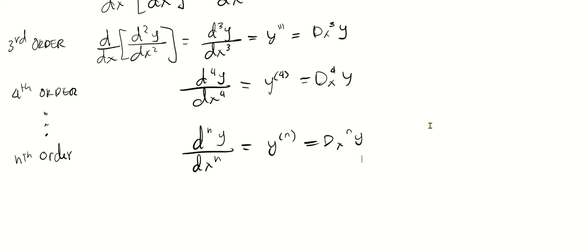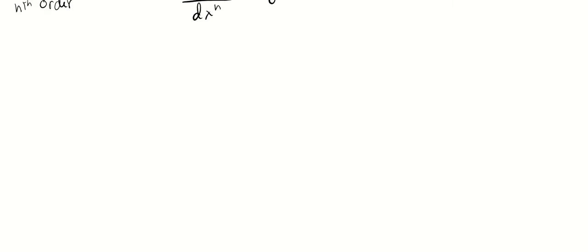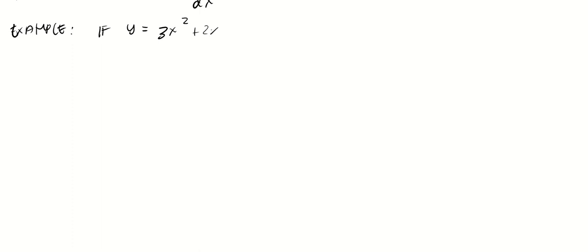So how do we take the higher order derivatives? Let's take an example. A simple example. If y is equal to 3x squared plus 2x plus 1, determine the second order derivative, determine y double prime, or d squared y dx squared, or Dx squared y, second order derivative.